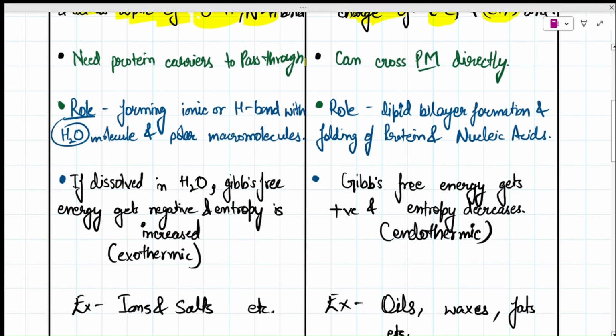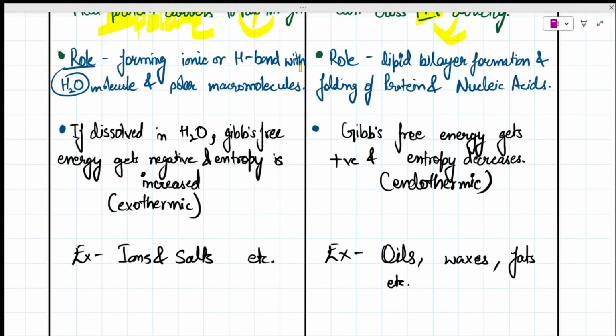Polar molecules need some protein carriers in order to pass through the plasma membrane, while non-polar molecules don't need any carrier. They can directly cross the plasma membrane and enter into the cell. The role of polar molecules is in forming hydrogen bonds with water molecules or polar macromolecules of the cells, while the non-polar molecules form the lipid bilayer of the cells.